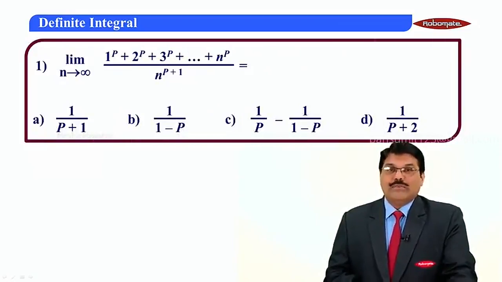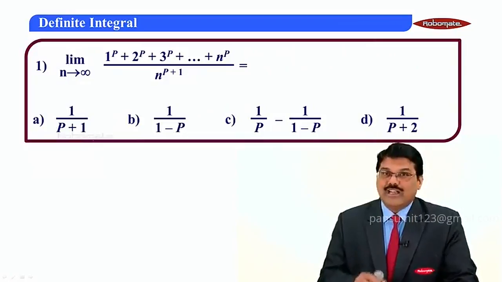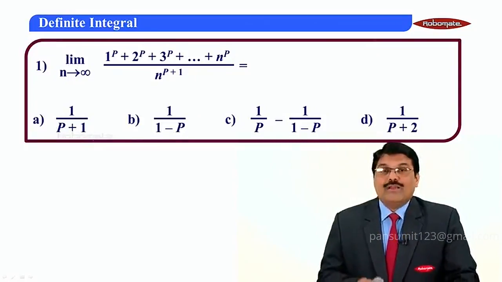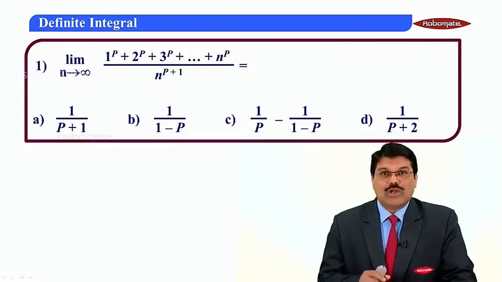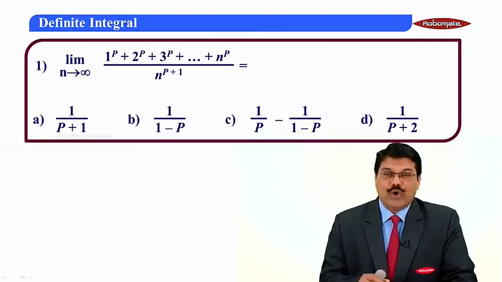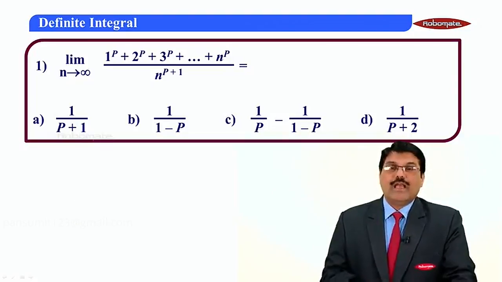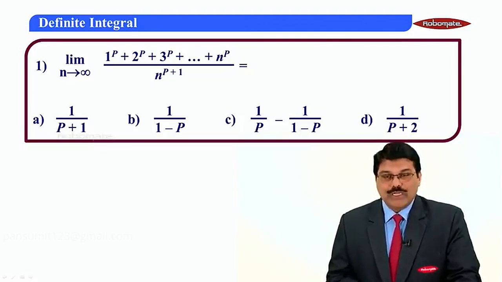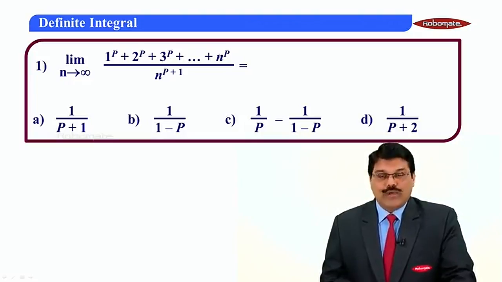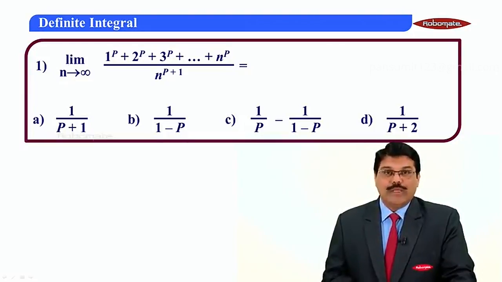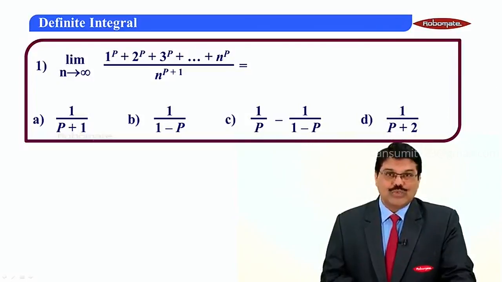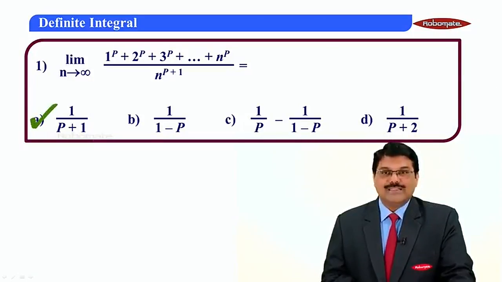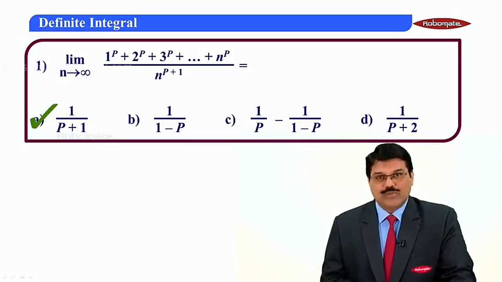Now let us solve one MCQ which is based on definite integral as limit of a sum. The sum is limit as n tends to infinity 1 raised to p plus 2 raised to p plus 3 raised to p plus n raised to p upon n raised to p plus 1. And the options are given: a 1 upon p plus 1, b 1 upon 1 minus p, c 1 upon p minus 1, and d 1 upon p plus 2. And the answer is option A, 1 upon p plus 1.